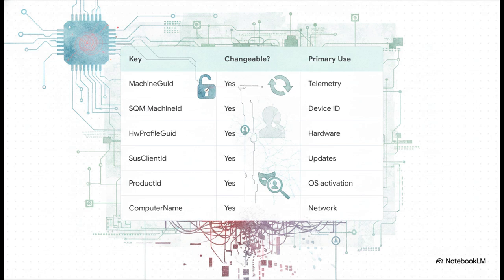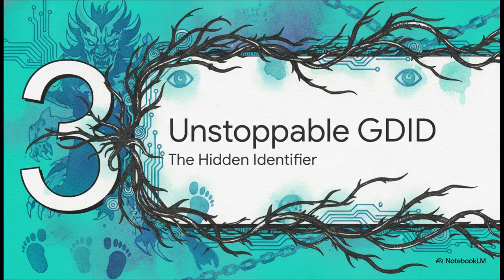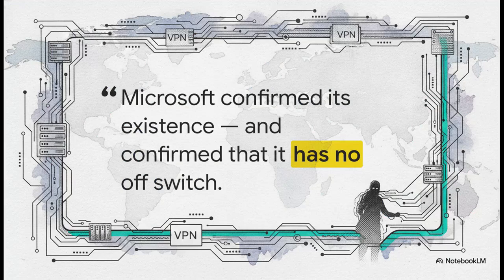But as we're about to see, modifying the registry is just the tip of the iceberg. Because now we need to talk about Section 3, the unstoppable GDID tracker. Listen to this real-world case from July 2026. The FBI actually used an identifier called the Global Device ID, or GDID, to hunt down a suspect from the Scattered Spider hacking group. They tracked this guy across VPNs, proxy servers, and 3 totally different countries.